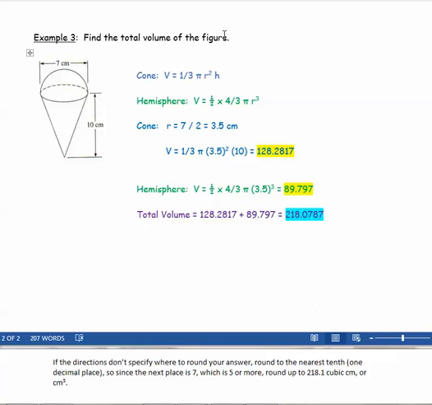If the directions don't specify where to round your answer, then a good rule of thumb is to round to the nearest tenth, 1 decimal place. So here, since we want to round to this first decimal place and the next place over has a 7, which is 5 or more, that tells us to round up to 218.1 cubic centimeters, or centimeters cubed.